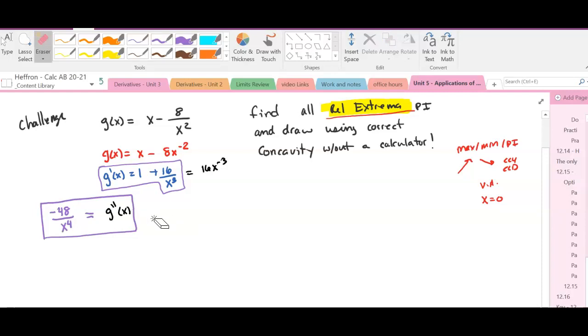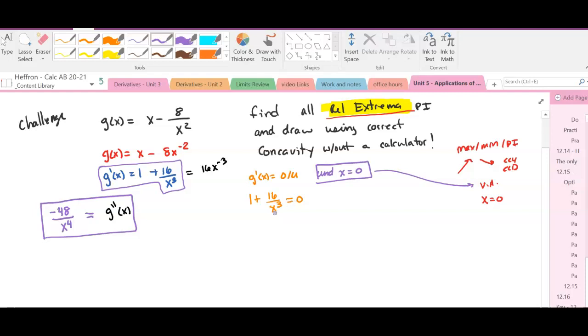So my critical points will be when my first derivative, g prime, is 0 or undefined. And so we will set 1 plus 16 over x cubed equal to 0. And for undefined, it's pretty easy. We're going to be undefined when x equals 0. And again, that's that vertical asymptote. But we're also going to be able to tell something about our increasing and decreasing behavior.